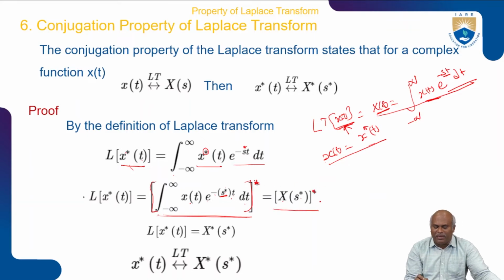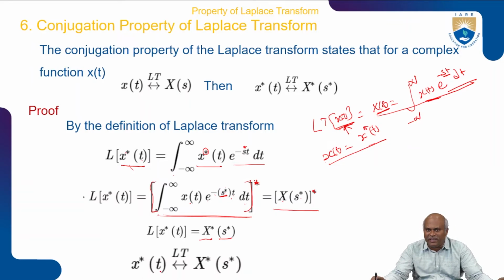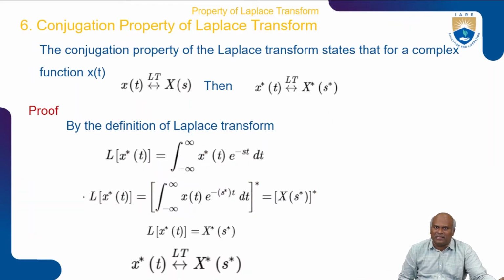Now what will happen? If you take the Laplace transform of x*(t), the conjugate of x(t), then the Laplace transform is also conjugated, and the s domain is also conjugated. Finally, the equation is: the Laplace transform of x*(t) is X*(s*). Now we have proved the conjugate property of the Laplace transform.